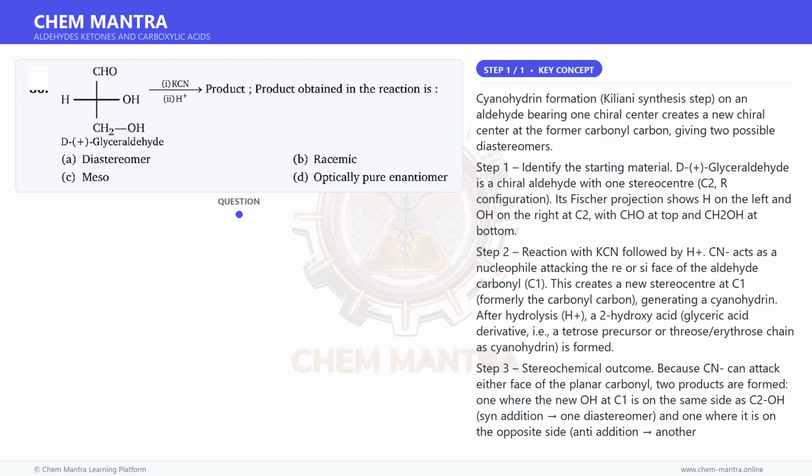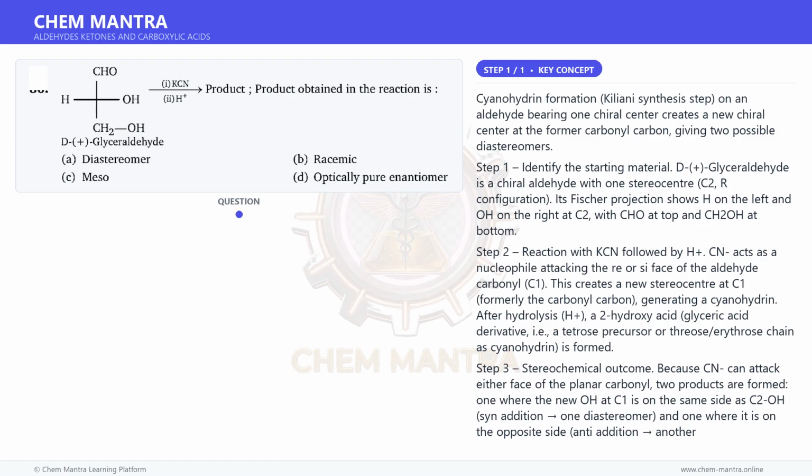Meso. A meso compound requires an internal plane of symmetry. The products here do not have the structural symmetry required for a meso compound, they have two different stereocenters, CHO and OH versus CHO, CH2OH, with no internal mirror plane. Optically pure enantiomer. Only one face would need to be exclusively attacked for an optically pure product. Since attack is non-selective, with no chiral catalyst, both faces are attacked and a mixture is obtained, ruling this out.